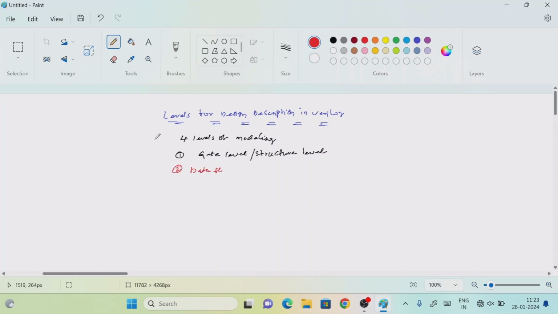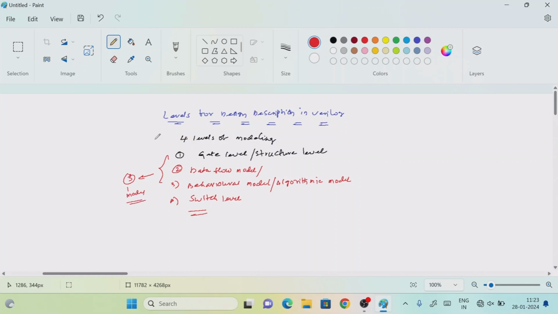The second way of writing the program is in terms of the data flow model. It means that we are writing the program in terms of assignment statements or equations, that is, Boolean expressions. The third modeling of writing the program is the behavioral modeling. We can also call this model the algorithmic model. Here, we write the program by using the truth table of each and every logic gate or logic circuit, based on that logic. Then the final one is the switch level modeling. In today's class we are going to discuss the three main important levels of modeling.